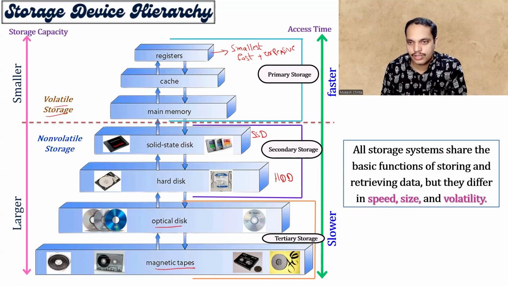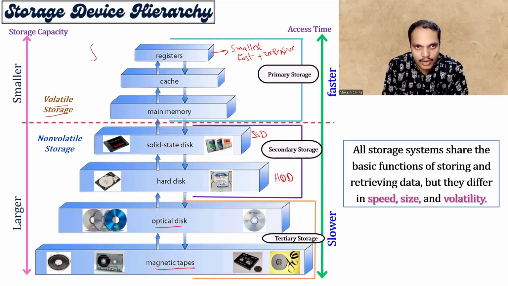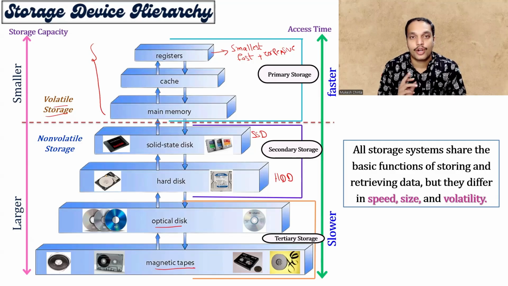All the storage systems share the basic functions of storing and retrieving data, but they differ in speed, size, and volatility. If you can see, these three components are volatile in nature, and all the rest of the components are non-volatile.